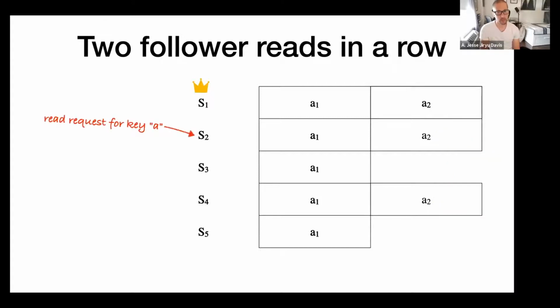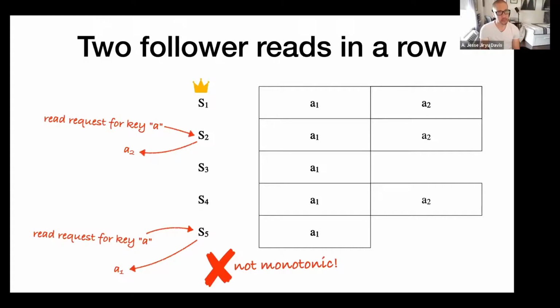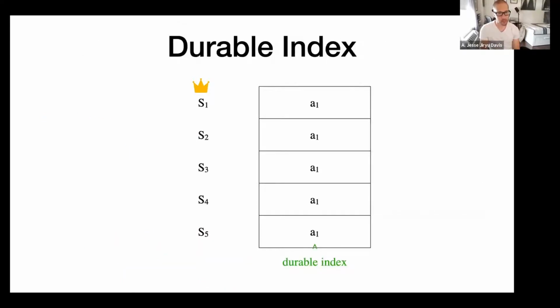So first we read from an up-to-date follower. And if it were not for CAD, let's say that the follower just responded with the latest value. And then we could read from a different laggy follower and get a more stale value. And so this would not be monotonic. We're going back in time. So let's see how the durable index solves this problem for 2 follower reads. So we start off, the durable index is at the first log entry.